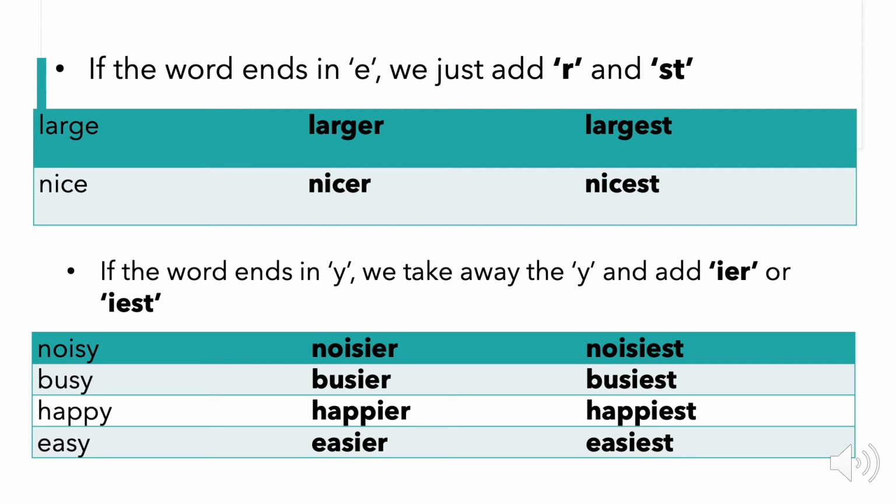Nice, nicer, nicest. If the word ends in Y, we take away the Y and add IER or IEST. For example, noisy, noisier, noisiest. Busy, busier, busiest. Happy, happier, happiest. Easy, easier, easiest.